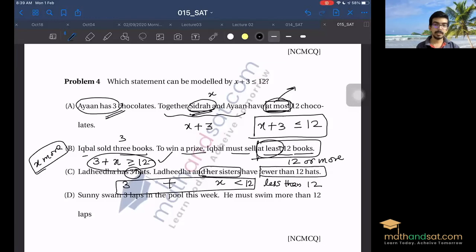Okay, now can you tell me what will be? Just read up this option and tell me what inequality will be represented by the statement given in option D. What inequality can be used to represent the statement? Can you please tell me?